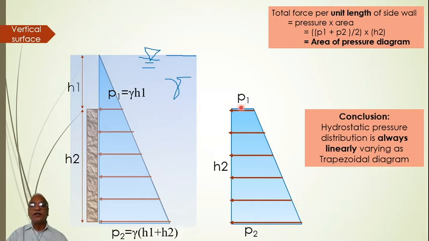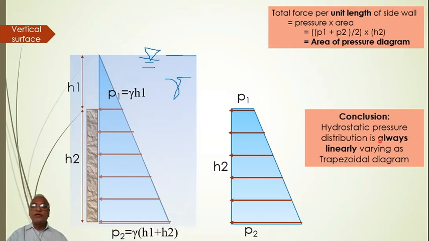You can just see here. How would you find the area of a trapezium? It will be the summation of parallel sides divided by 2 multiplied by the distance between them. So that is what is becoming over here. So it is the area of the pressure diagram once again. So you should keep in mind that the total force per unit length of the vertical wall is given simply by the area of the pressure diagram.